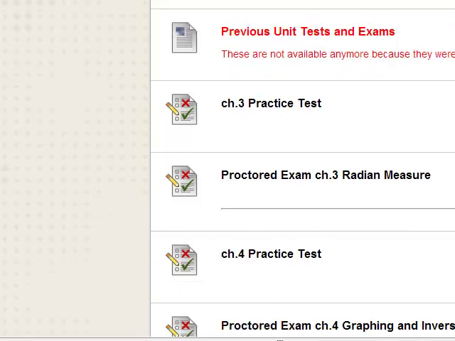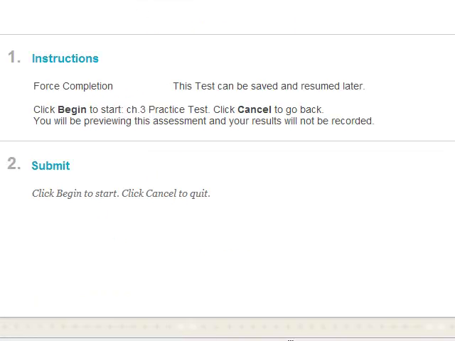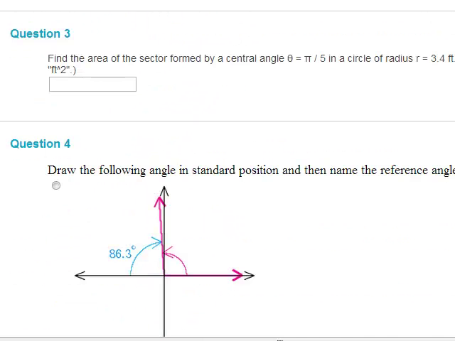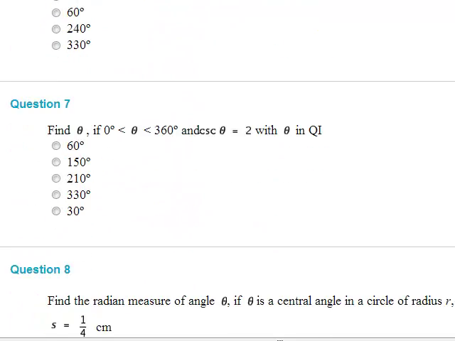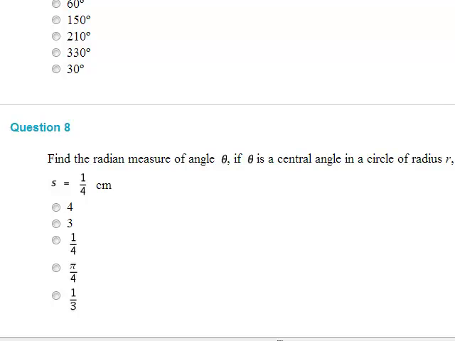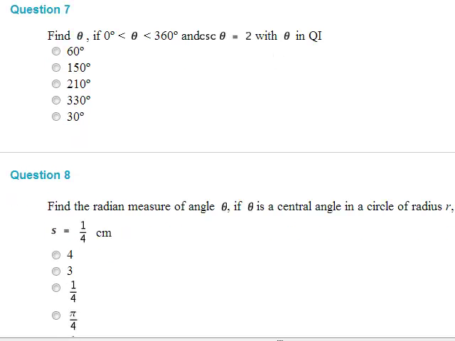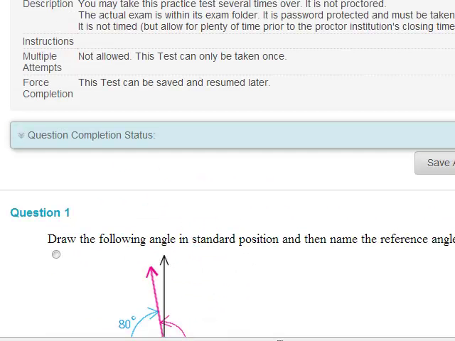And then again, here's the practice test. I cannot access the proctored exam at this point. Well, I'll show you in just a moment. And so here's the practice test. Usually quite a few multiple choice questions. Oh, I guess here are a couple of fill in the blank questions, but usually a lot of multiple choice questions, and it really mimics the proctored exam, so that when you get to the proctored exam you don't get a big surprise.